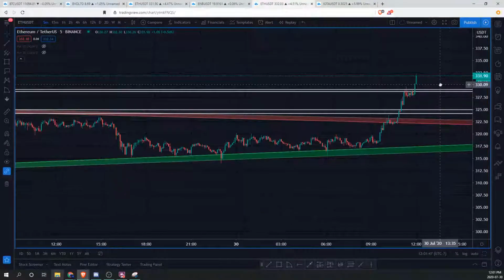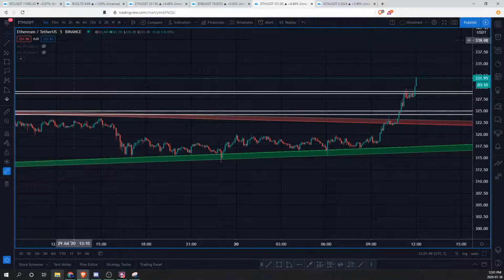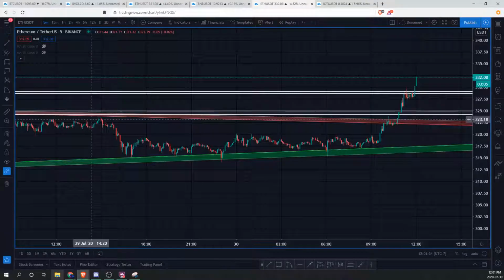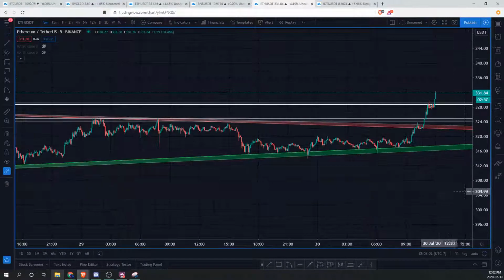BNB, not much to talk about, to be completely honest. Ethereum doing really well. I just entered, to be completely honest, on the stop entry right there, stop loss right there. We'll see where it goes. It's just going to break out. I'm very happy with holding on.